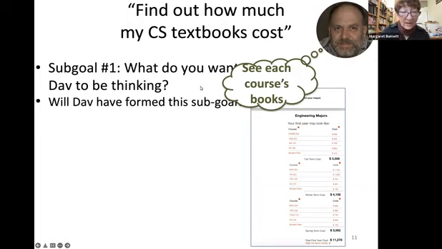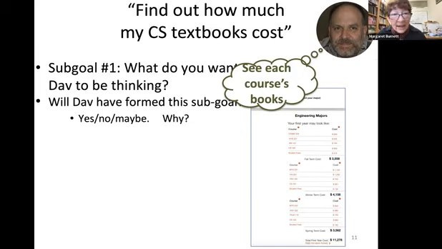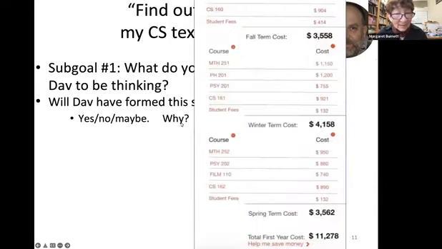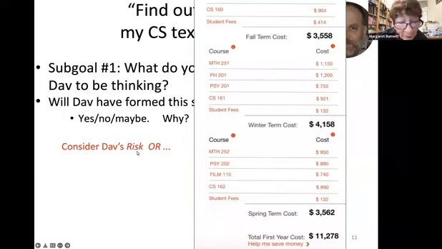Then as evaluators, we just say, is Dav going to have this sub-goal? And we answer that with yes, no, or maybe, and why. And we go dig through Dav's persona, which explains the way Dav goes about things, to try to figure that out. The persona talks about things like Dav's attitude toward risk and several other things. So those are the kinds of things we're finding out about on that persona. So we use that, and then we answer yes, no, or maybe, and why.